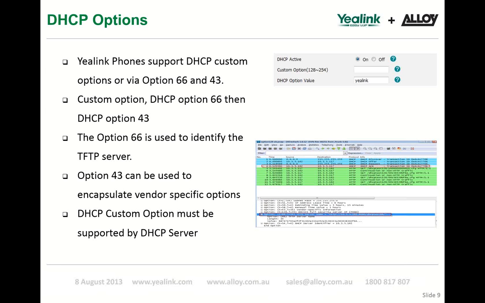Option 43 doesn't get used that often, but what we can do is encapsulate vendor specific options inside option 43. I'll tell you the truth, I've never used option 43 before, and I've never known anybody that has used option 43. When using DHCP options, the main option that's used is definitely option 66.